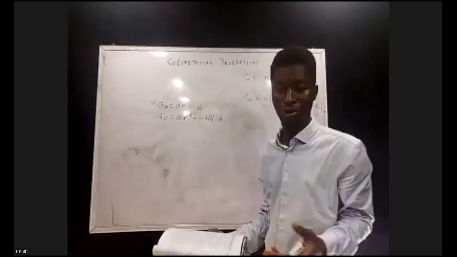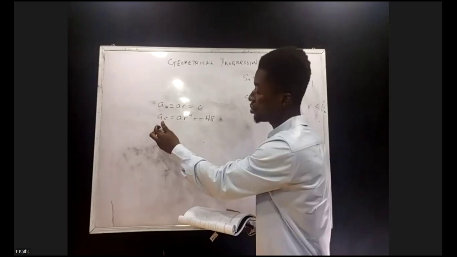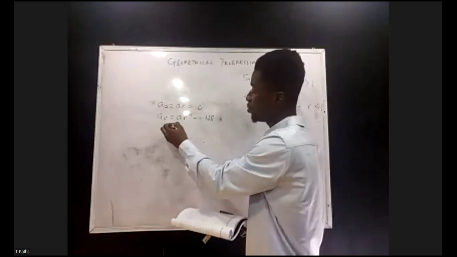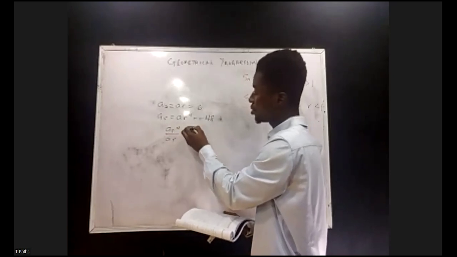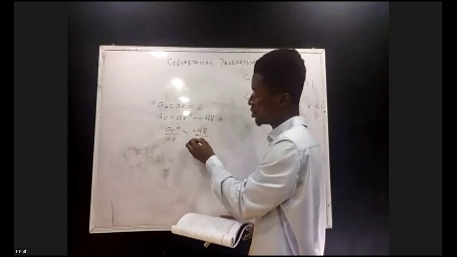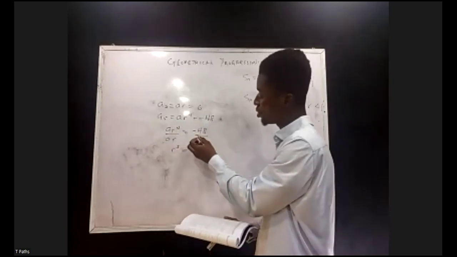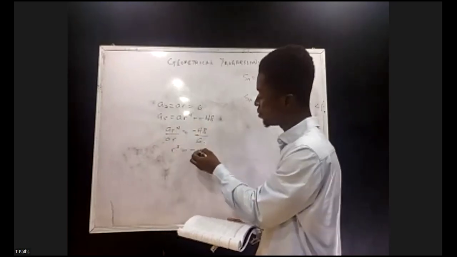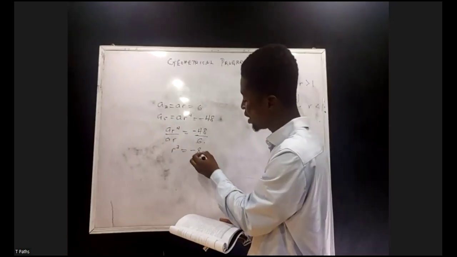Just like you treated the last one, you divide your fifth term by your second term. So I have AR raised to power 4 over AR is equal to negative 48 over 6. So I'm left with R raised to power 3, which is what? Negative 48 over 6 is what? That's negative 8.